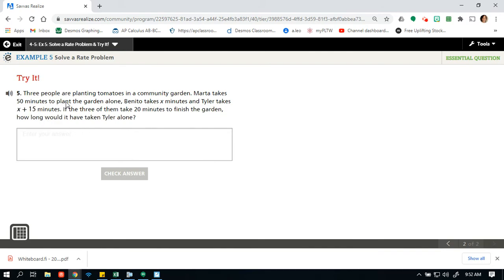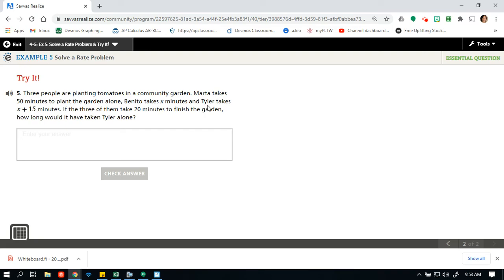All right, so you're looking at 3 people planting tomatoes in a community garden. Maria takes 15 minutes to plant the garden alone. Benito takes x minutes and Taylor takes x plus 15 minutes. If the 3 of them take 20 minutes to finish, so this is not a distance equals rate times time. This is exactly like that painting one that we saw in example 2. So you're going to put gardens over time.